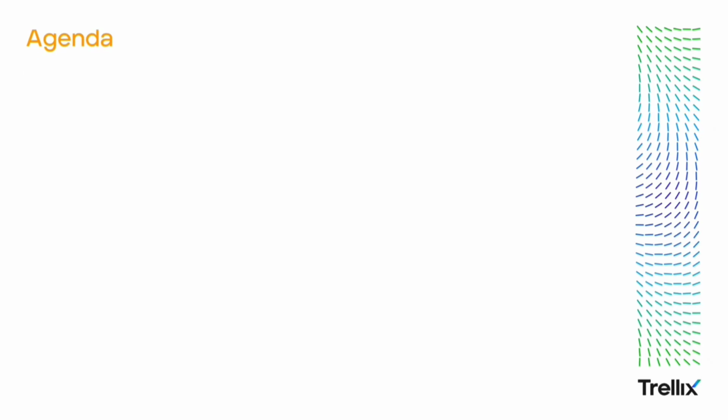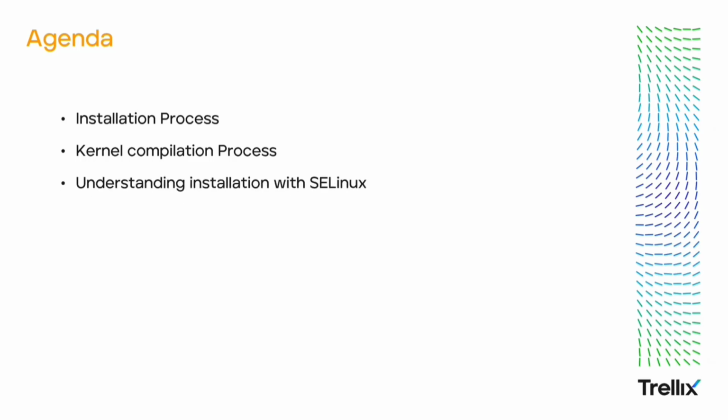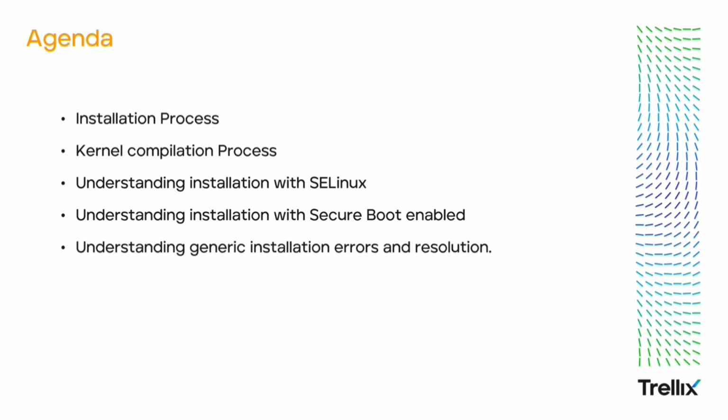Let's quickly go through our agenda for today. Endpoint security for Linux has two modules, which are threat prevention and firewall. In today's session, we will be covering the installation process of the threat prevention module, the kernel compilation process, understanding installation on SELinux enabled machines, understanding installation on secure boot enabled machines, and at the end, we will conclude with generic installation errors and their resolution. Let's begin with our first topic to understand the ENSL installation process.